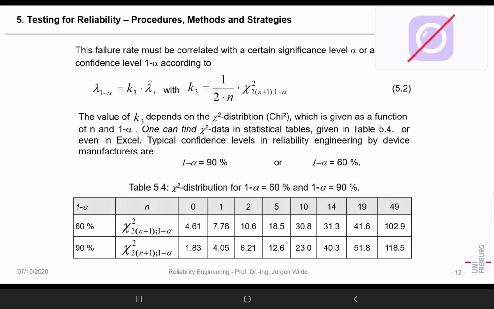On the other hand, there is a complementary value, says, okay, the probability that this value is true, and that's a confidence level. So that's important. Significance level means probability of error, confidence level, probability of being true.